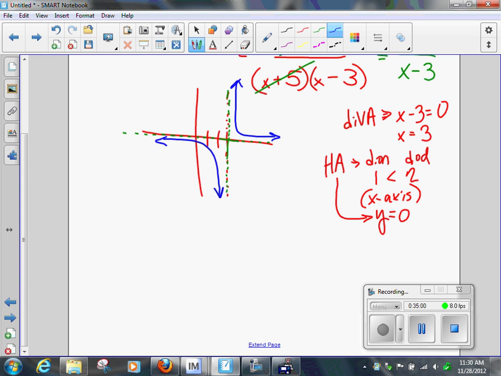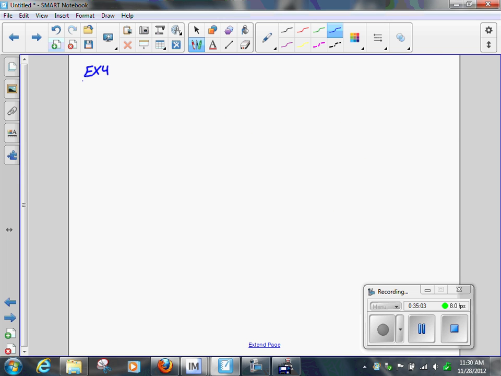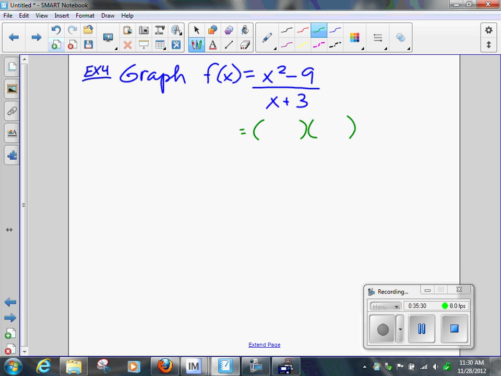What about this one then? This is example 4. Here's another one. Graph f of x is equal to x squared minus 9 over x plus 3. What are you going to do? Talk to me. Factor the top. How will that factor? X plus 3, x minus 3. What happens now? They cancel out. So what am I left with?